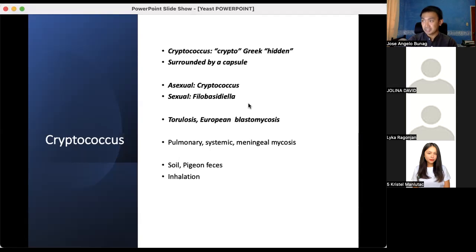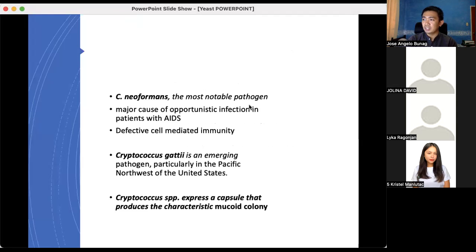But we would discuss this in details during your lecture. Okay, so for the Cryptococcus species, the most notable pathogen is Cryptococcus neoformans. This is the major cause of opportunistic infection in patients with AIDS, or acquired immunodeficiency syndrome, because they do have defective cell-mediated immunity. Their T cell count is very low.